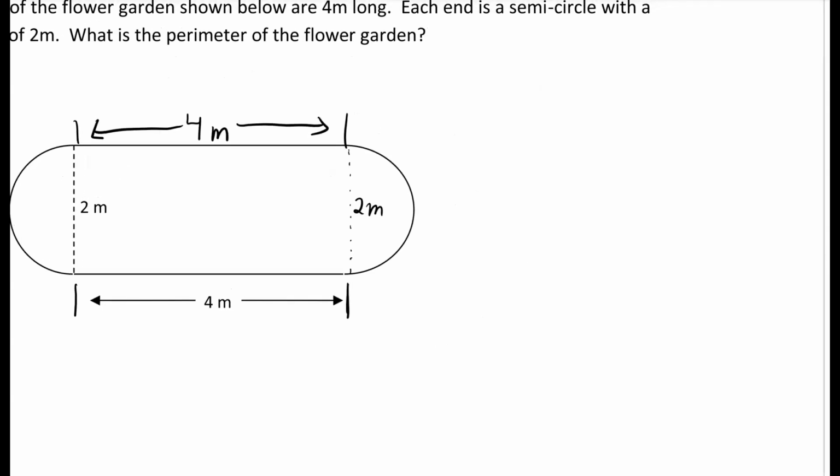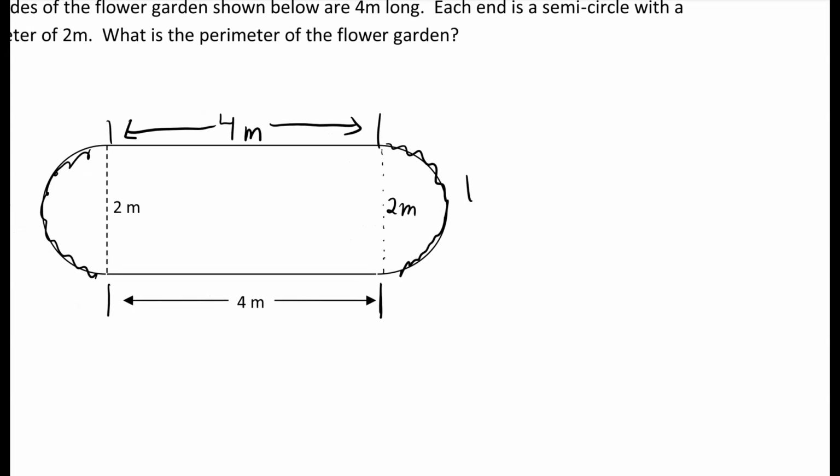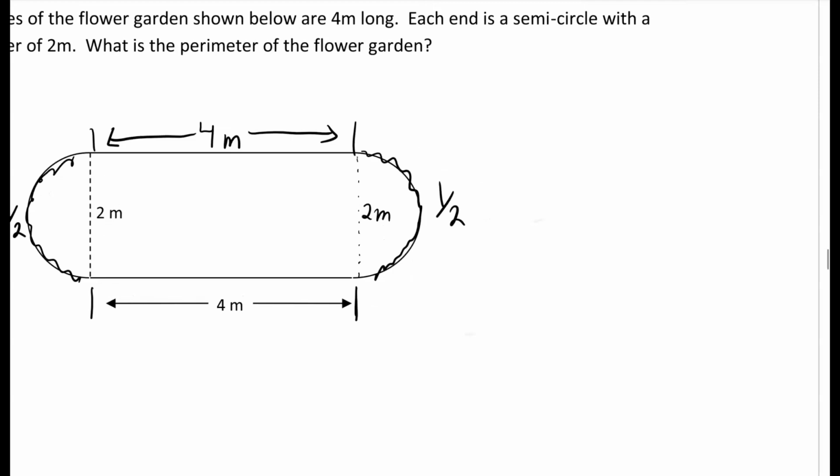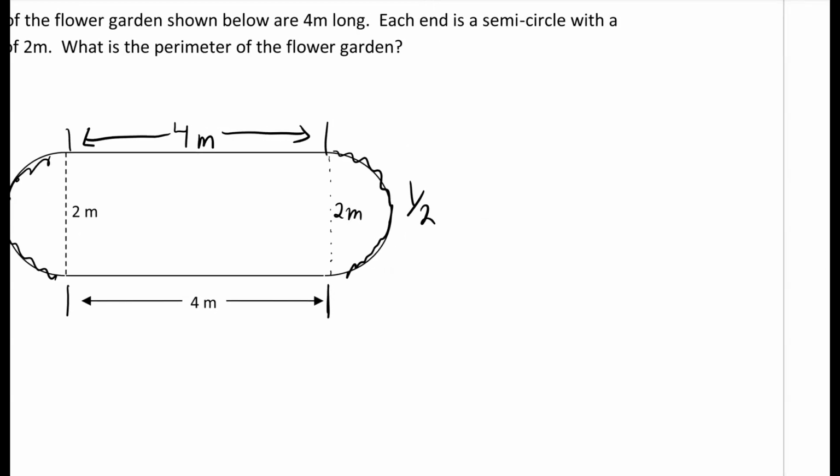So, we already know the top and the bottom are 4 meters. What we have to find is this part and this part. So the arcs or the circumference of these semicircles. So we have a half circle and a half here, which then makes a whole altogether. So we only have to calculate it with the diameter, and we don't have to divide it by 2.